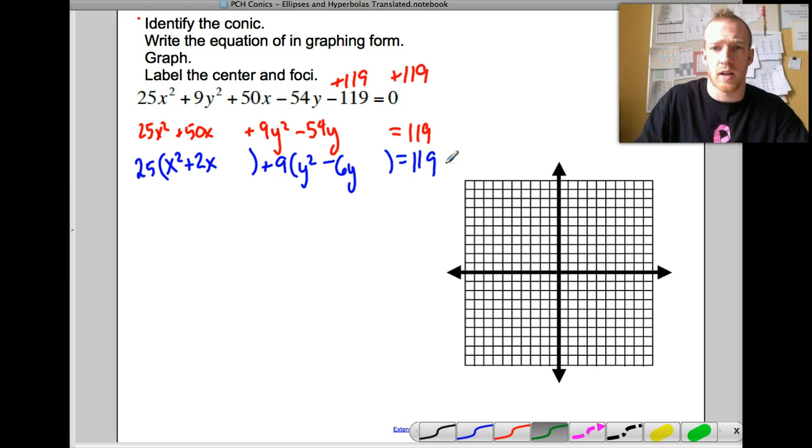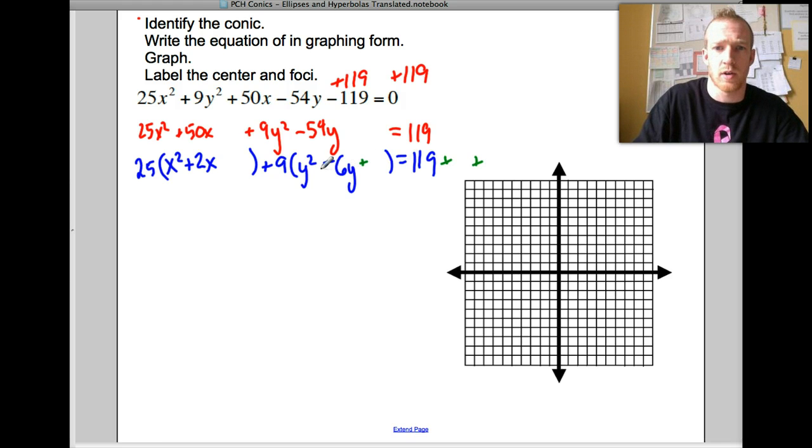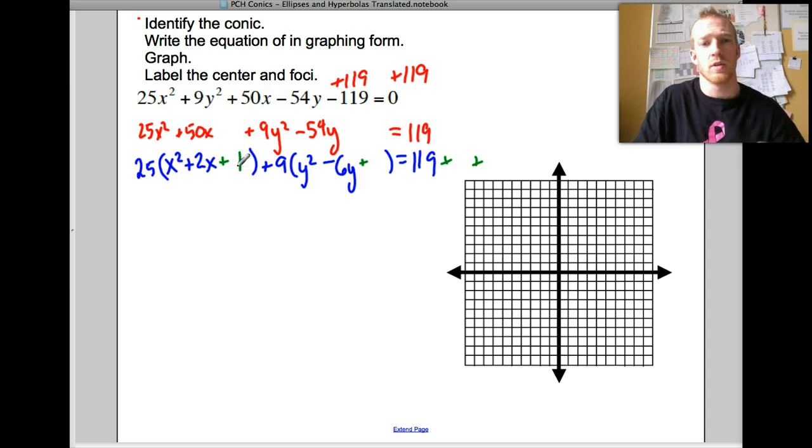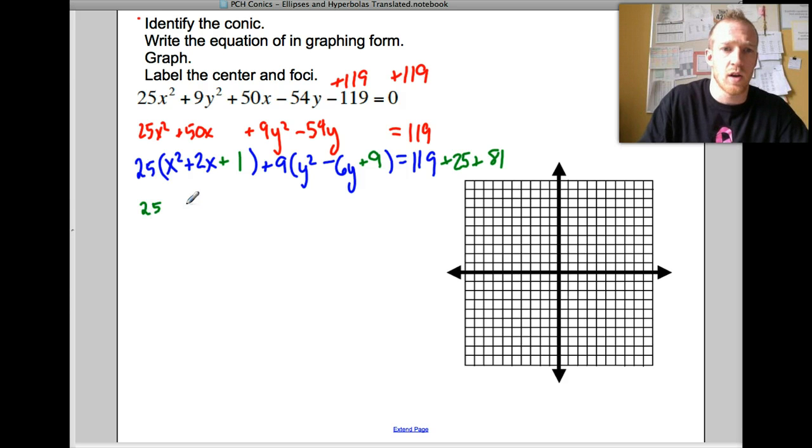So what do I have to add? I have to add to both sides whatever I add. Half of 2 is 1, 1 squared is 1. But I didn't just add a 1 to this side. This 25 gets distributed, so I actually added 25 to this side. And then here, to complete the square, half of negative 6 is negative 3, and 3 squared is 9. But I didn't actually just add a 9. I added 9 times this 9, which is 81. So then we've got a 25.